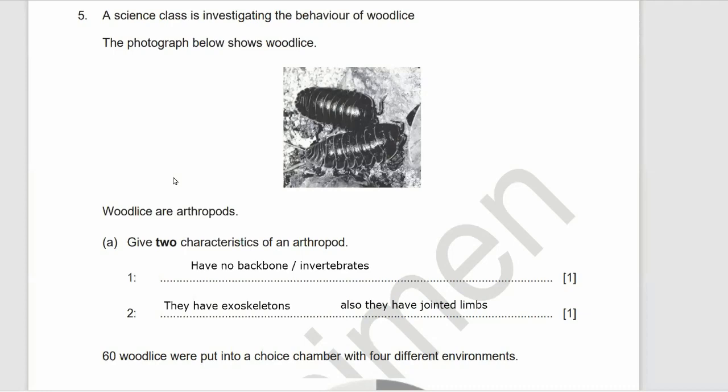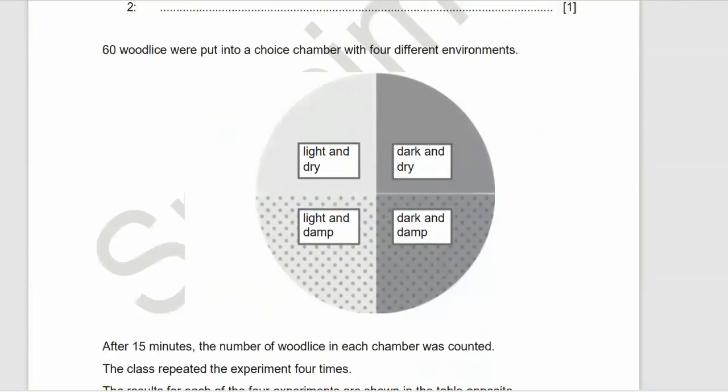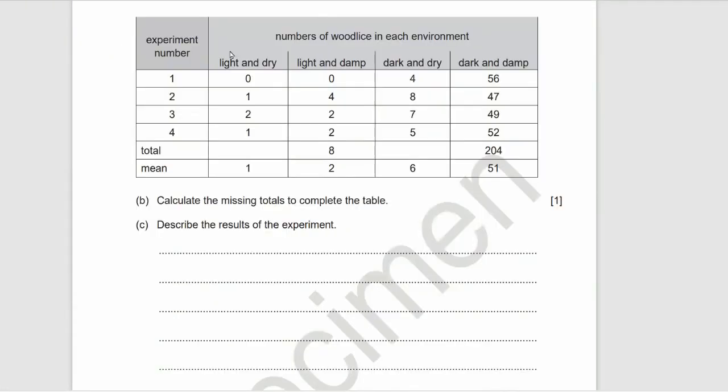Let's move on. 60 woodlice were put into a choice chamber with 4 different environments: light and dry, dark and dry, light and damp, dark and damp. After 15 minutes, the number of woodlice in each chamber was counted. The class repeated the experiment 4 times. Experiment number 1, 2, 3, and 4. Light and dry, light and damp, dark and dry, dark and damp.